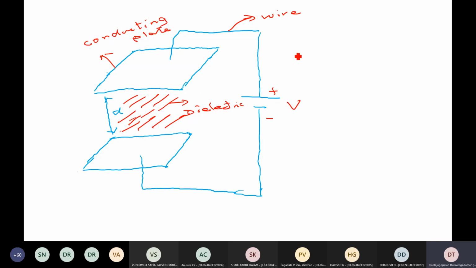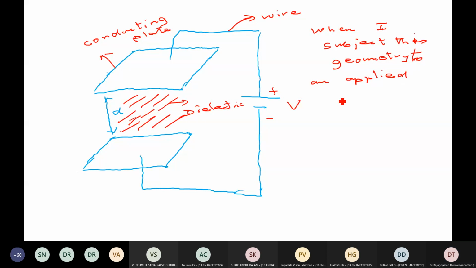So the moment I apply the field, when I subject this geometry of parallel plate capacitor to one applied field, okay, I will take E, due to the applied field E due to the connection with the battery.